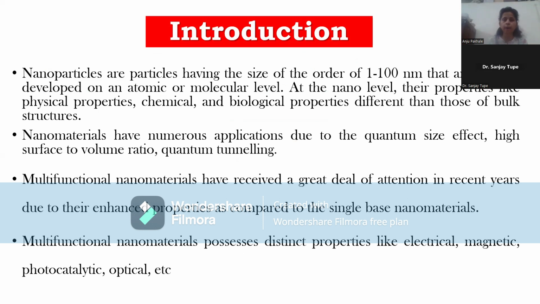Nanomaterials have numerous applications due to their quantum size effect, high surface to volume ratio, and quantum tunneling. Multifunctional nanomaterials have received a great deal of attention in recent years due to their enhanced properties as compared to single-phase nanomaterials. Multifunctional nanomaterials may possess distinct properties like electrical, magnetic, photocatalytic, and optical. Because their properties differ from the bulk at the nano level, they offer various applications.